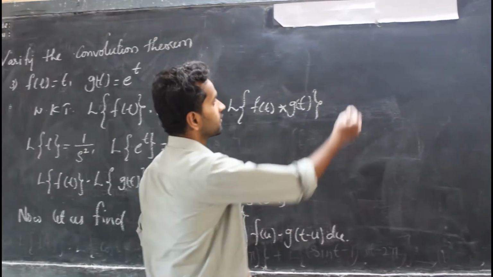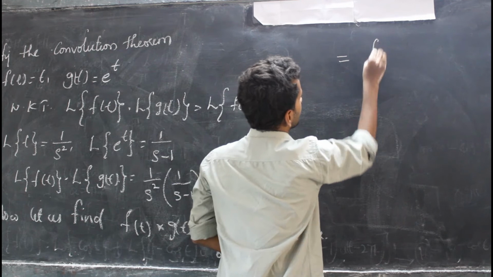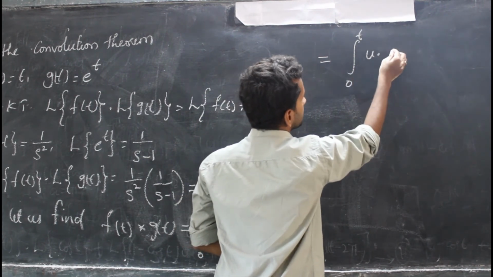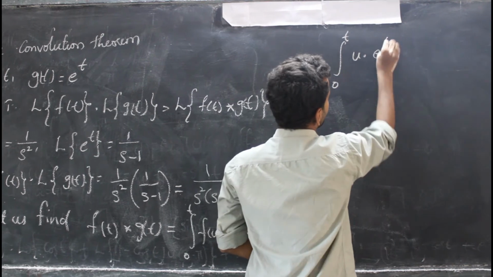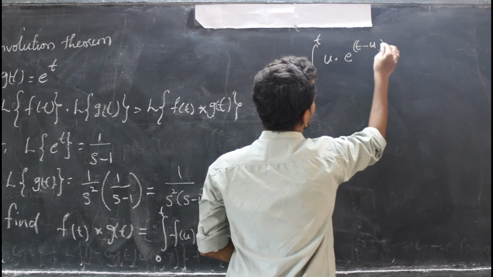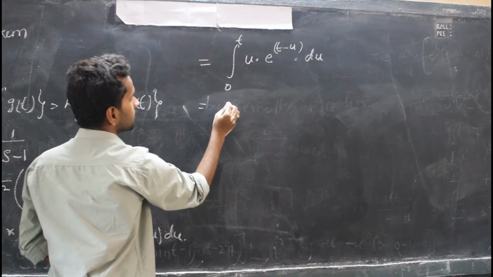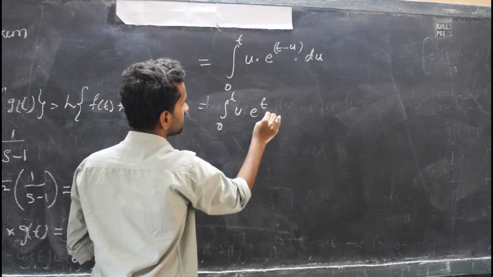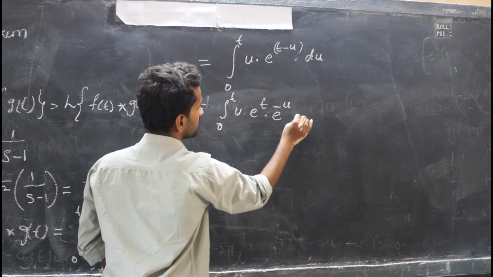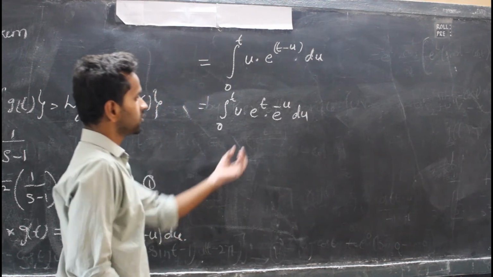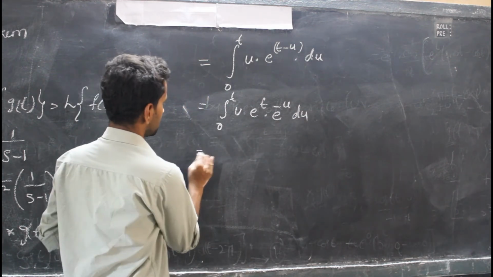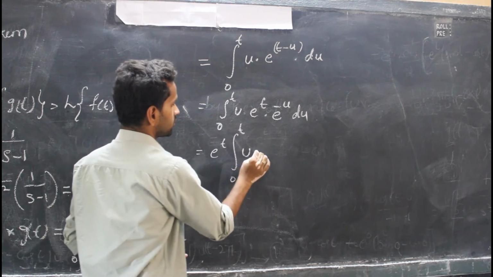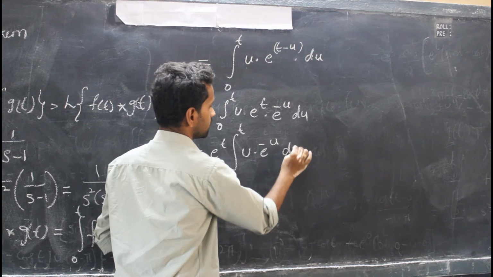So this becomes integral 0 to t u into e to the power of t minus u into du. Integral 0 to t u into e to the power of t into e to the power of minus u into du. So my e to the power of t is constant, I take out e to the power of t, integral 0 to t u into e to the power of minus u du.